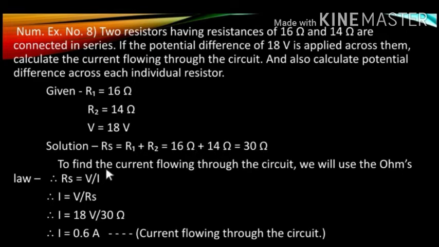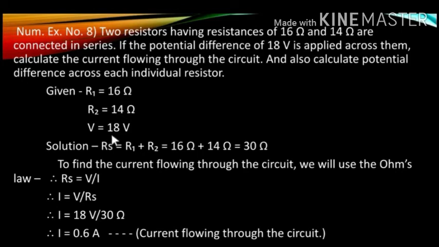Now to find the current flowing through the circuit, we will use Ohm's law, and Ohm's law states that the ratio of potential difference and current is constant. Therefore Rs is equal to V divided by I. Therefore now we are interested in the calculation of current.